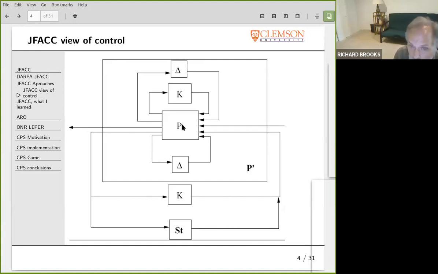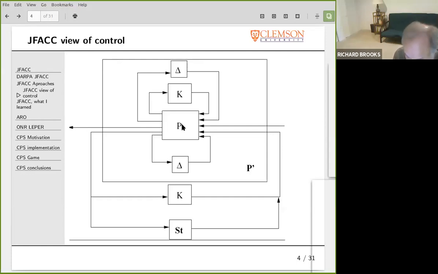So you have the plant, the environment, and going out of the plant and into K at the top, those are the sensor feeds that the enemy has. K is the enemy making their decision. Delta are the noise factors. Again, the top delta is the noise factors that the enemy has. And so that's the enemy's choice for their next move, okay? And then the delta at the bottom is the noise factors for us.